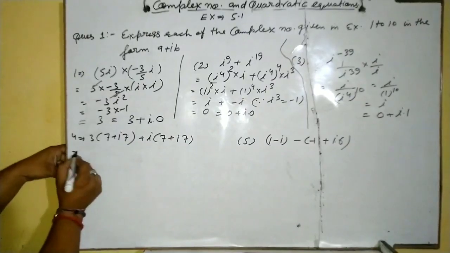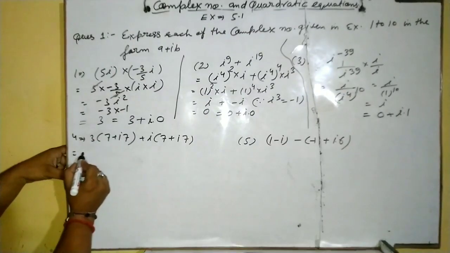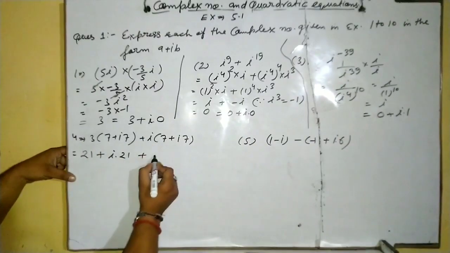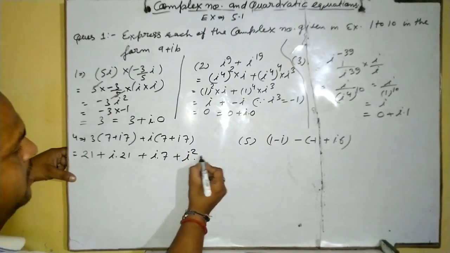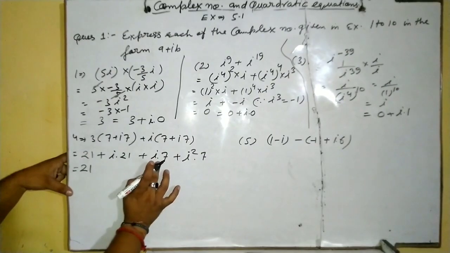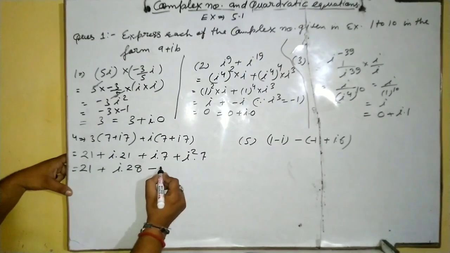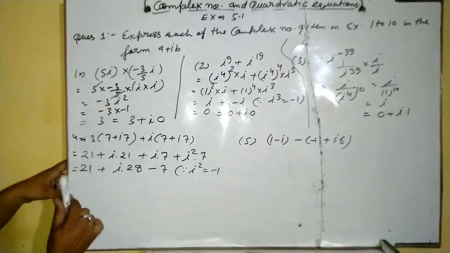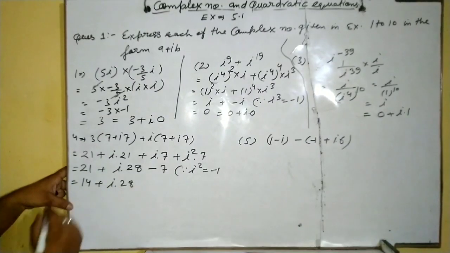Okay, this is the a plus ib form. Question number 4: 3 in bracket (7 plus i7). Just multiply, so 3 sevens are 21 plus i 21, say i7, and i into i is equal to i square into 7. So this will be 21, i 21 and i 7 becomes i 28, and this will be minus 7, since i square is equal to minus 1. 7 will be subtracted from 21, so this will be 14 plus i 28, in the form of a plus ib.